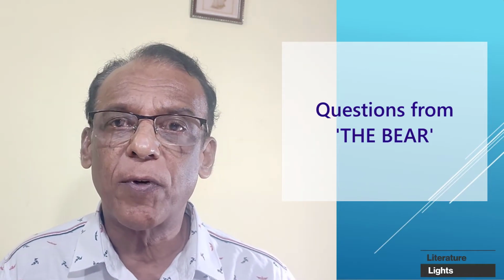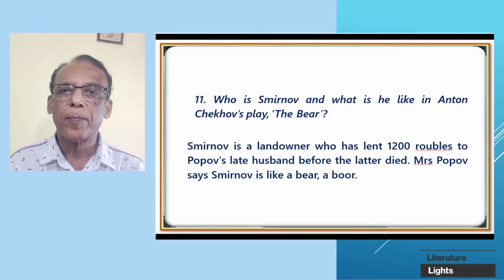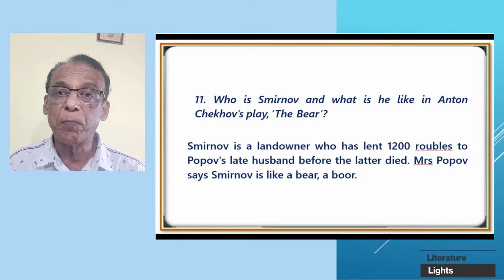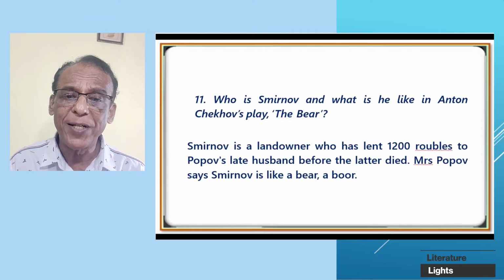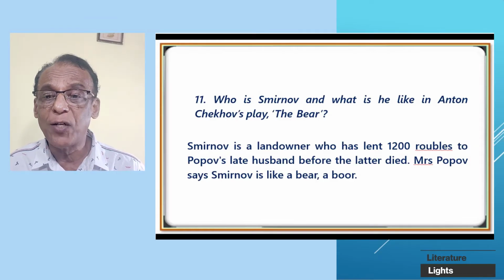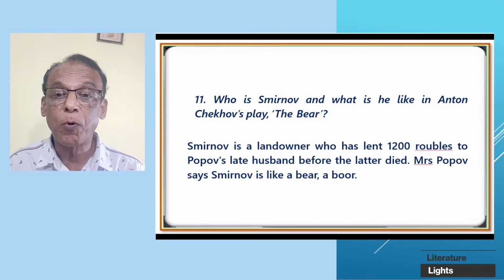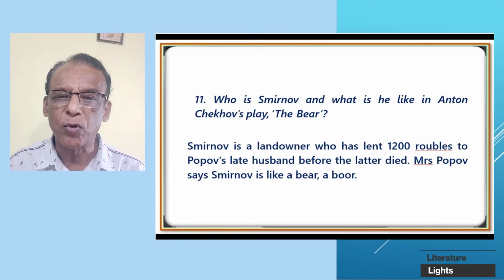Now there are 2 questions from The Bear. Question number 11. Who is Smirnov and what is he like in Anton Chekhov's play, The Bear? Smirnov is a landowner who has lent 1,200 rubles to Popov's late husband before he died. Mrs. Popov says he is like a bear, a boor.